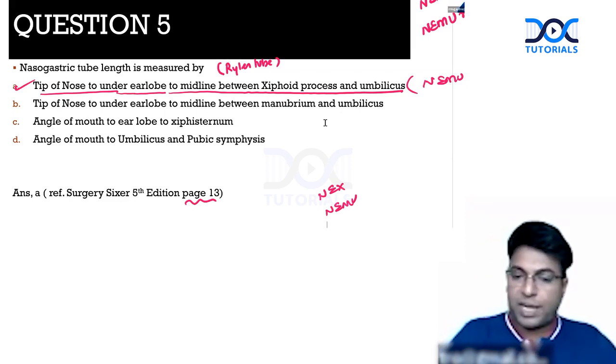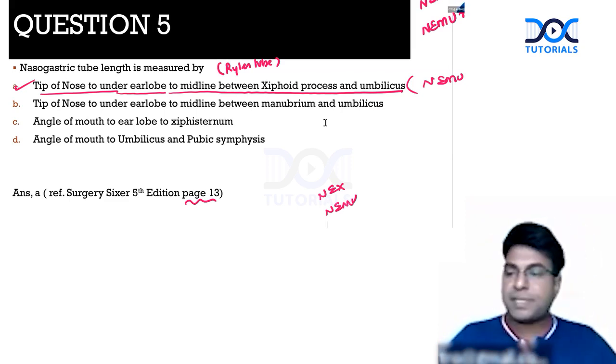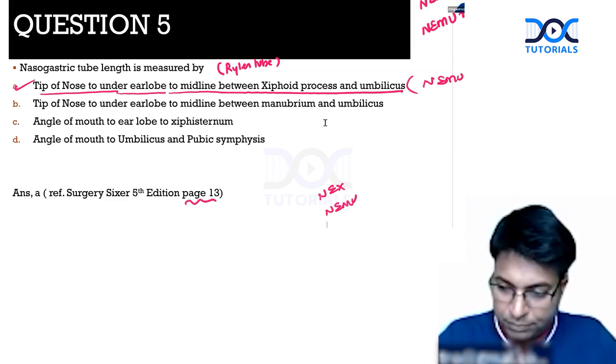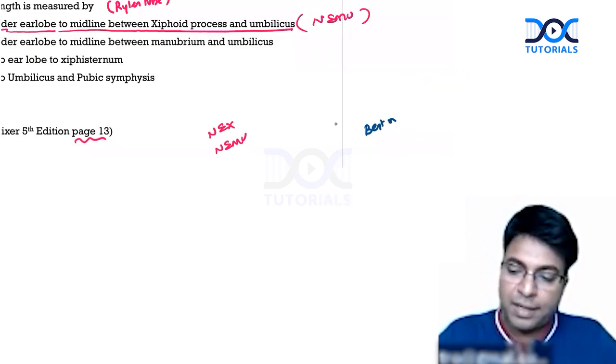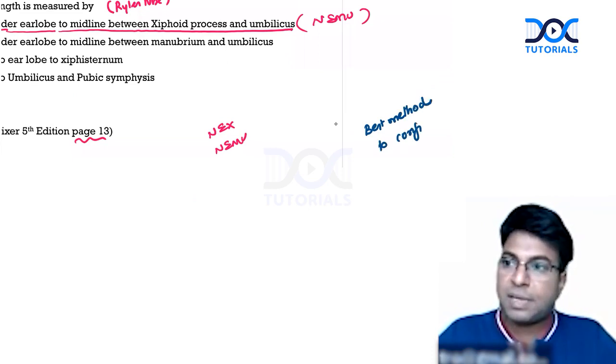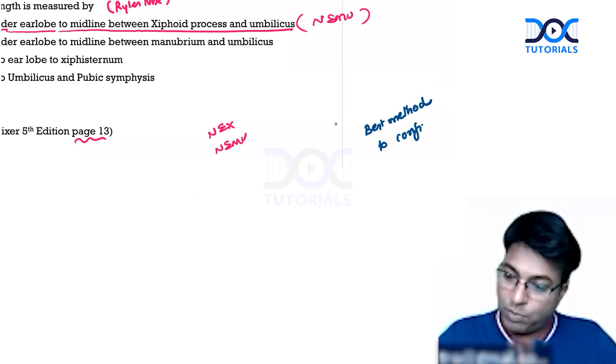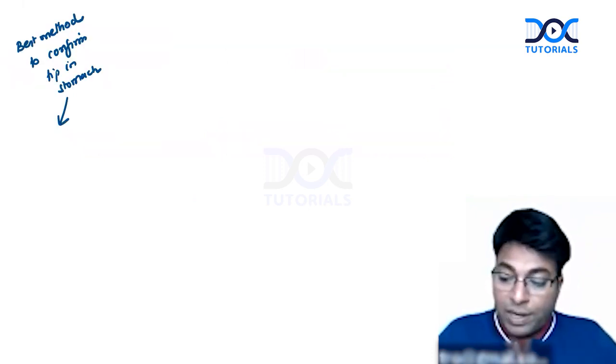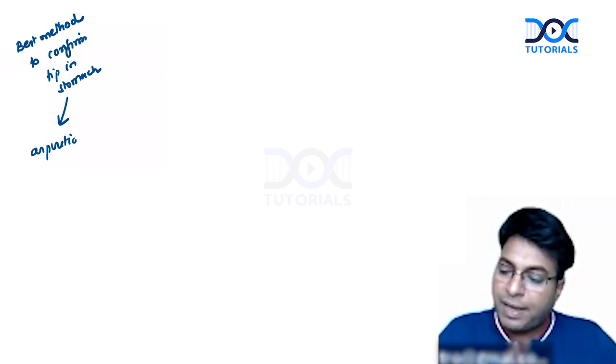There is a simple question again. How to know the tip is in the stomach? What is the best method? I wanted to ask one more question on the Ryle's tube itself. Best method to confirm the tip in the stomach? No, not X-ray. There is one more best method. Aspirate and do pH testing with the help of litmus paper.